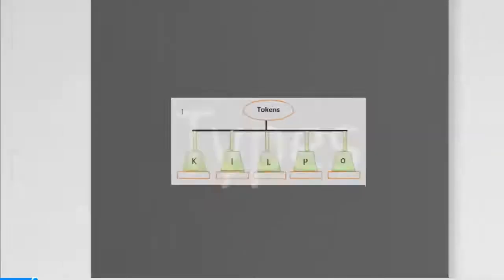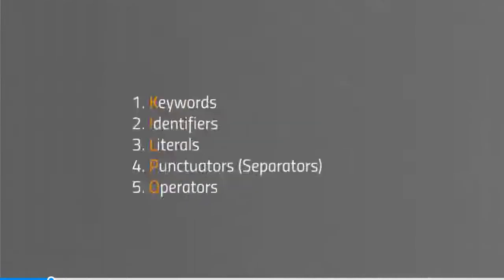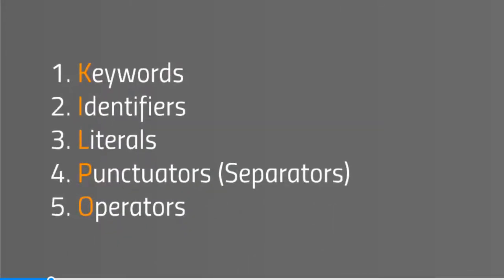K stands for keywords, I stands for identifiers, L stands for literals, P stands for punctuators or separators, and O stands for operators. That is why I have named it KILPO.